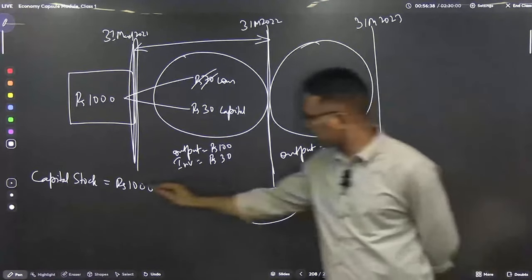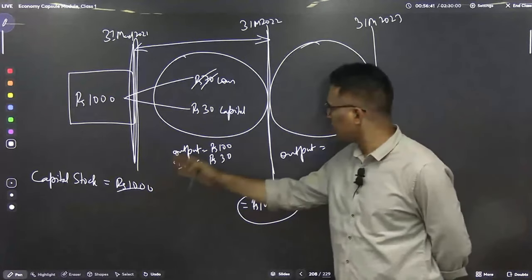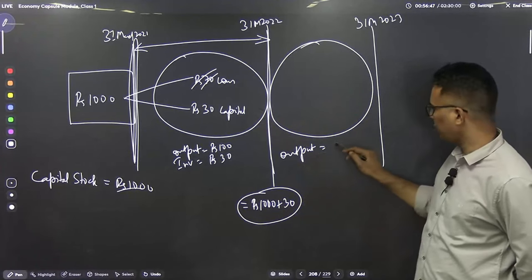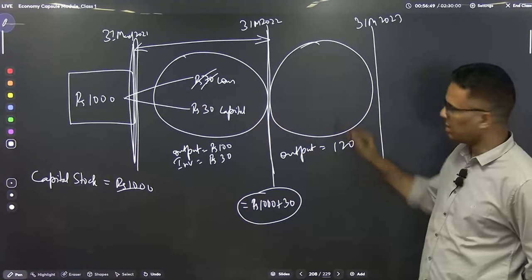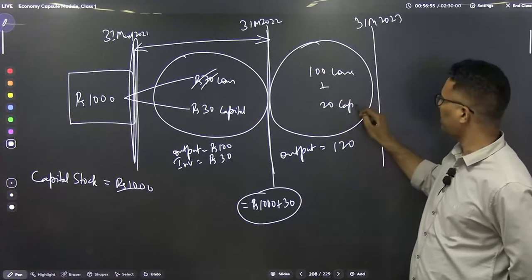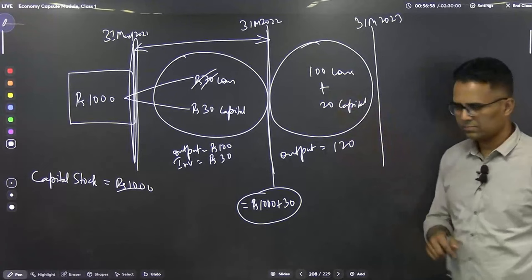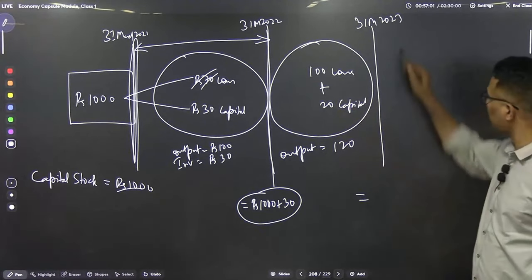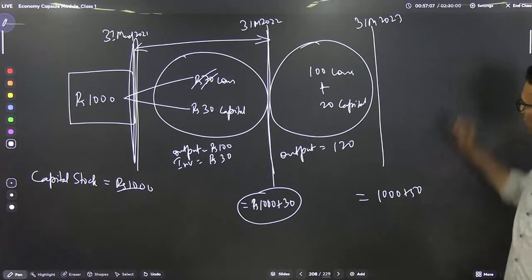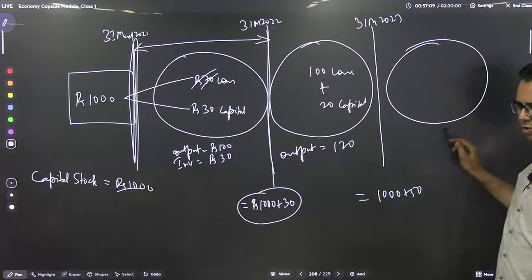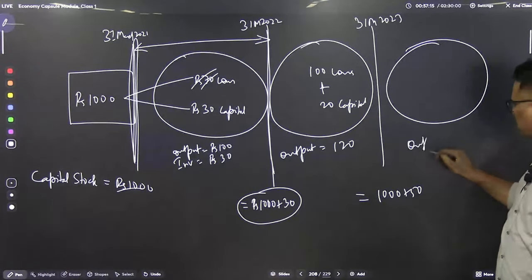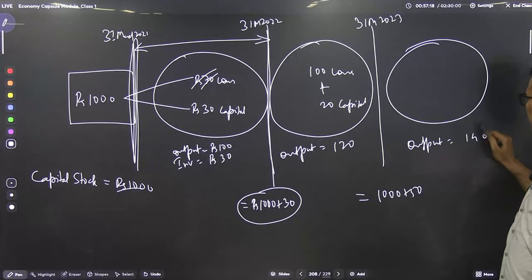Because this capital stock is already there. So this capital stock will already produce 100 rupees of output. But we have 30 more of capital. So let's say your output is 120. Let's say 100 consumption plus 20 capital. Possible? What is the capital stock here on 31st March 2023? 1000 plus 50. Now the output here will be 120 or more? More. Output here, let's say 140.